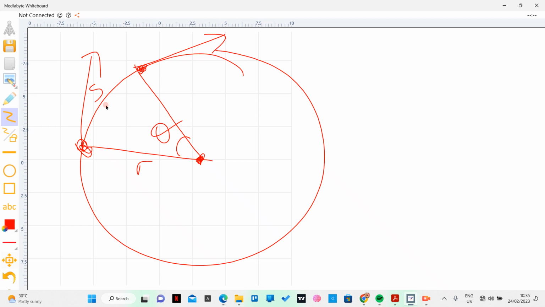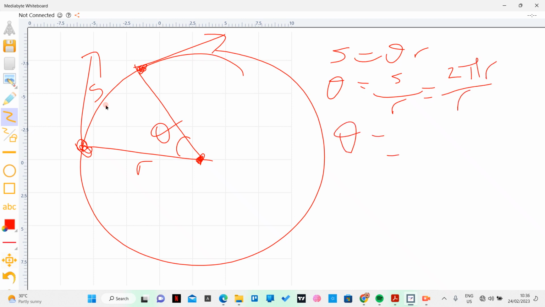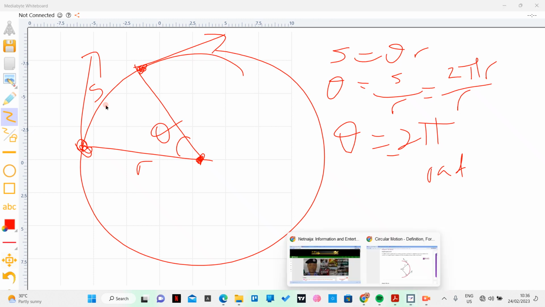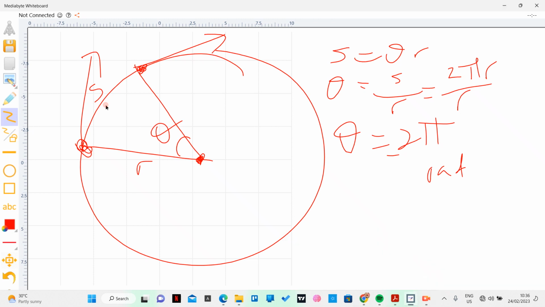And the relationship between your linear displacement and your angular displacement is: s equals theta r, such that theta is equal to s over r. For a full circle, s is the circumference, so you have 2 pi r all over r, so that theta is 2 pi. Now the unit of angular displacement is the radian. Take note of that. Let's go back. Let's talk about velocity as well: angular speed, angular velocity.